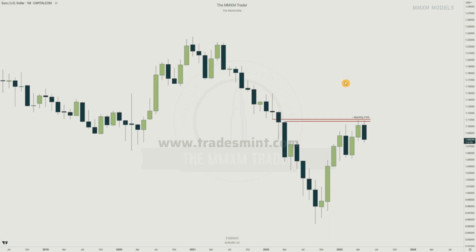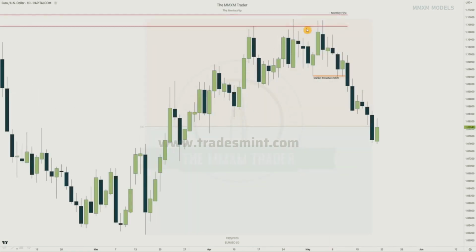So let's go to the daily. So on the daily, we hit that monthly fair value gap, right? We have a market structure shift down here. So we're going into the sell side of the curve. So now we know bearish order flow on the daily time frame. It makes sense because we got that time frame alignment, right? We have that higher time frame PD array in the monthly fair value gap. So it makes sense for the daily structure to shift.